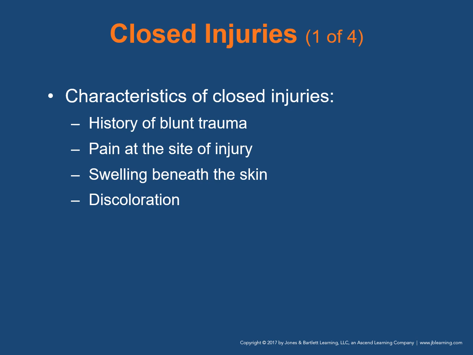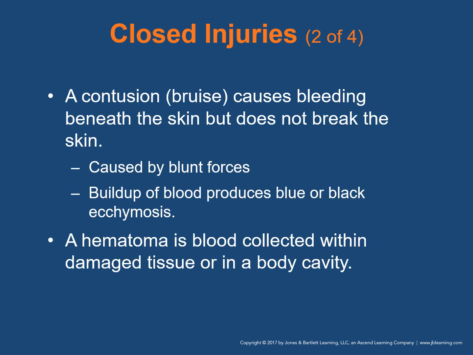Now let's discuss closed injuries. Closed soft tissue injuries are characterized by a history of blunt trauma, pain at the site of the injury, swelling beneath the skin, and discoloration. A contusion, or a bruise, is an injury that causes bleeding beneath the skin but does not break the skin. Contusions result from blunt forces striking the body. The epidermis remains intact, but cells within the dermis are damaged and small blood vessels are usually torn. The buildup of blood produces a characteristic blue or black discoloration called ecchymosis.